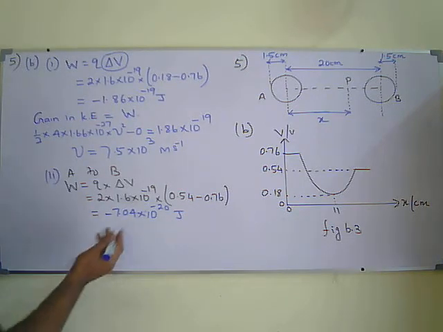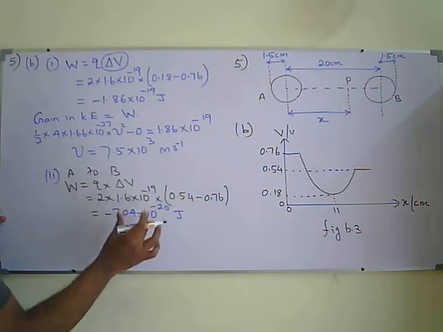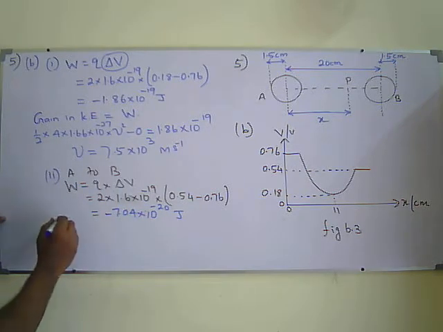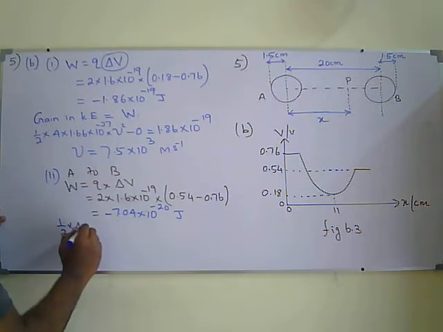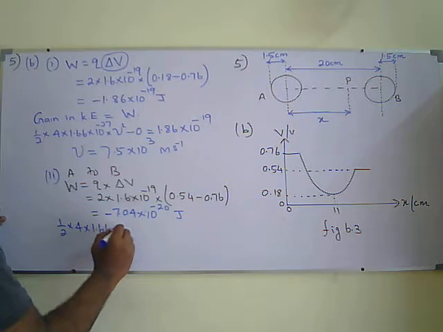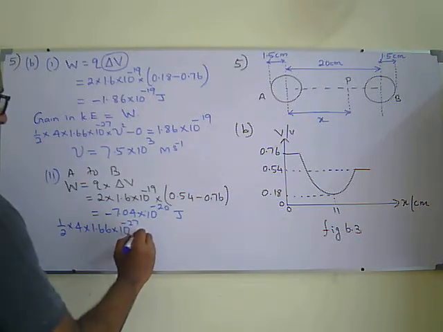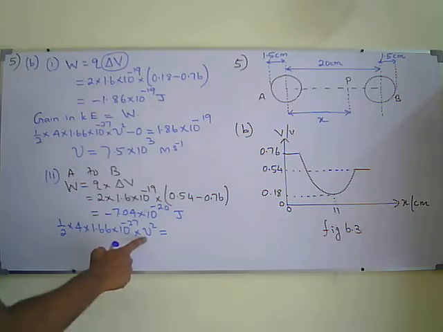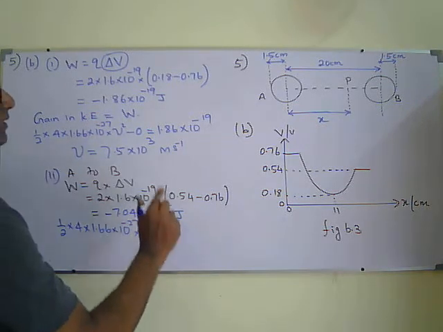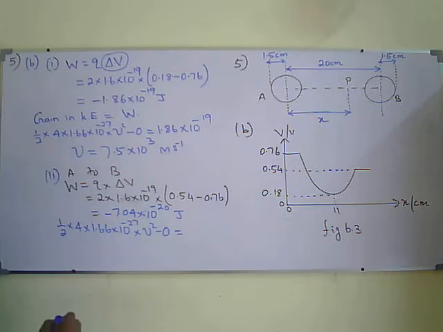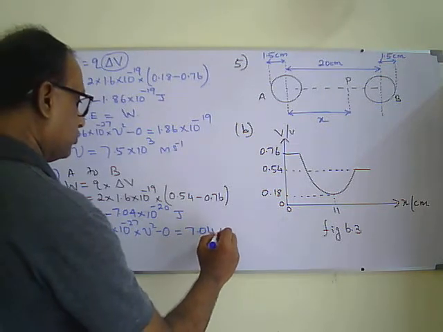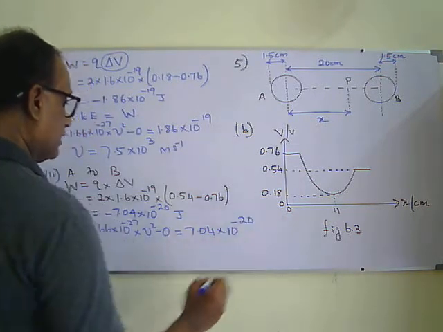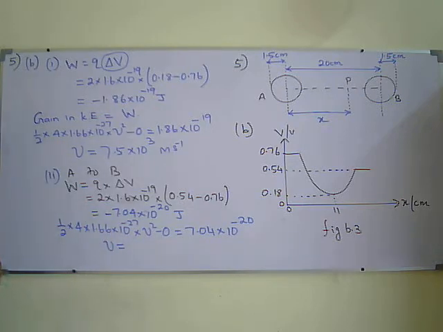So I can say now this is the work done. The charged particle is going to gain kinetic energy. So gaining kinetic energy: half into the mass of the alpha particle, 4 times 1.66 × 10^-27, into v squared, that is the final speed. Initially it was at A, the speed was 0, equal to the work done, that is the gain in kinetic energy, that is 7.04 × 10^-20. Solve it and find the speed v. You will get 4.6 × 10^3.